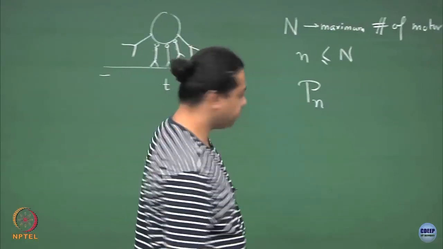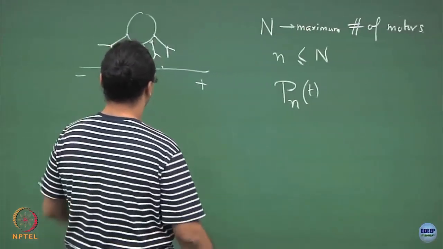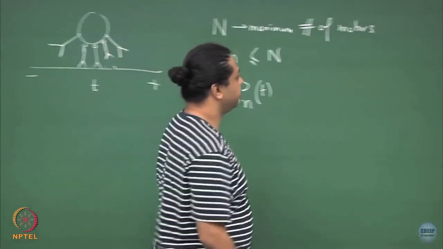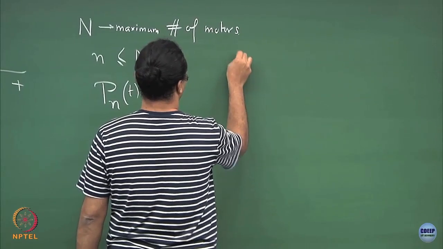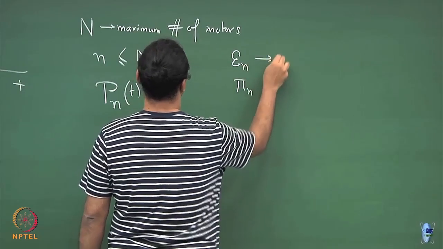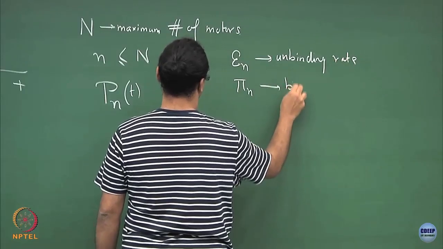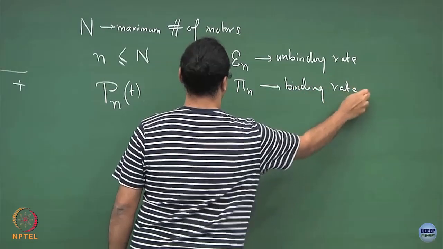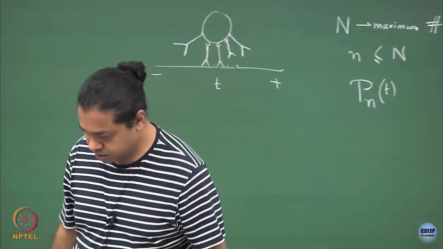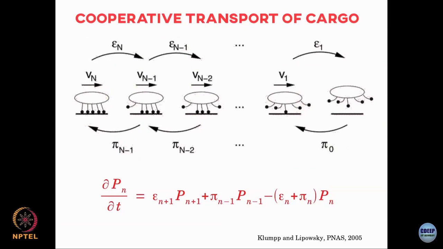So, let me define a new probability Pn prime, which is the probability to have n motors bound, given that the cargo is bound to the filament. So, this is a conditional probability, and that is just this. I will just normalize by this 1 minus P0 basically. This is the probability that the cargo is bound to the filament. And in terms of this, I can now calculate the average number of bound motors. Let us call it NB, and that is nothing but n times this probability, so n Pn over 1 minus P0, okay.